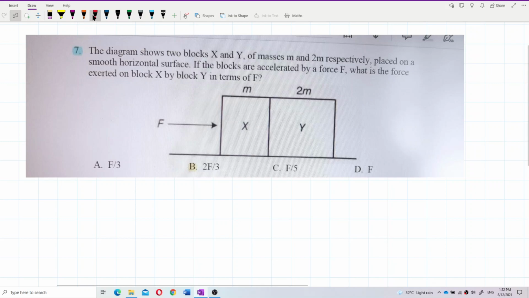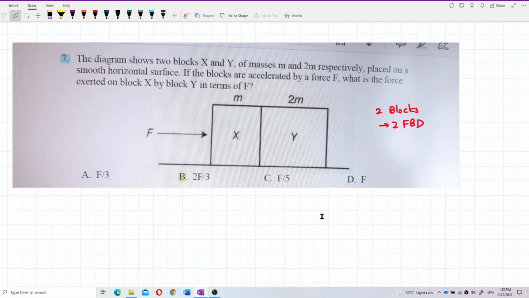And we have how many blocks? We have two blocks, right? We have two blocks, means we need two free body diagrams. We have two blocks, so we need to draw two free body diagrams, one for each of them. So let's do it. First of all, we look at X.